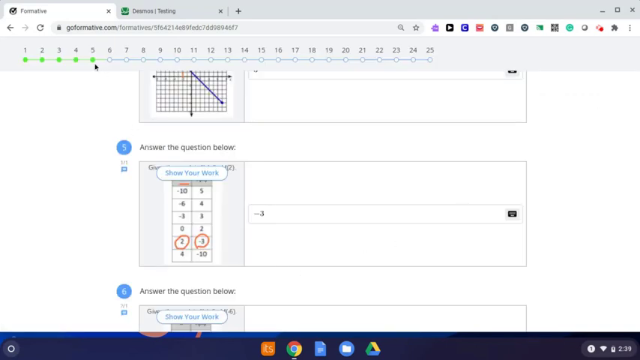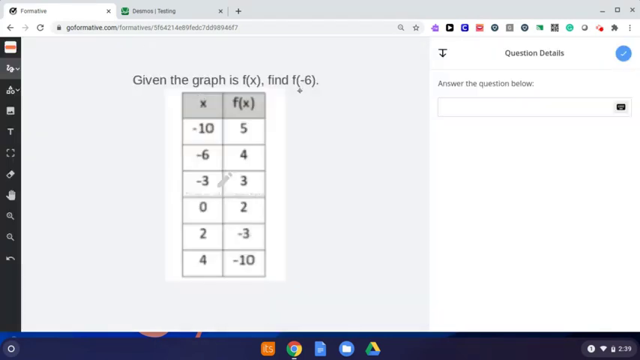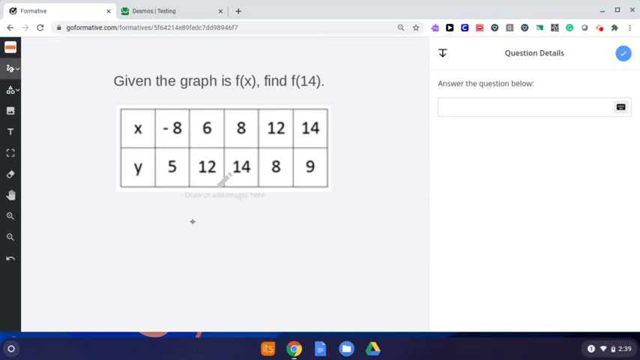And look again, we have a green light, so we're doing correctly. Let's keep going. Let's click on show work. This time we're looking for x is -6. So go down the x column and look for -6. It's right there, and so that means my y value is 4. So let's go ahead and write 4.